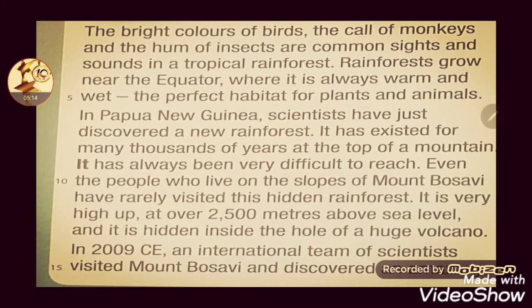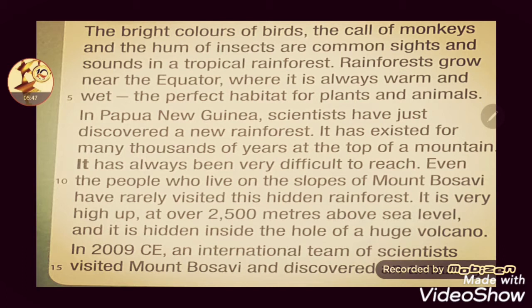And the hum of insects, that sound of insects, the sound that you hear. For example, you can sometimes hear the voices of what? The voices of insects. So the bright colors of birds, the call of monkeys, and the hum of insects are common sights and sounds in a tropical rainforest.